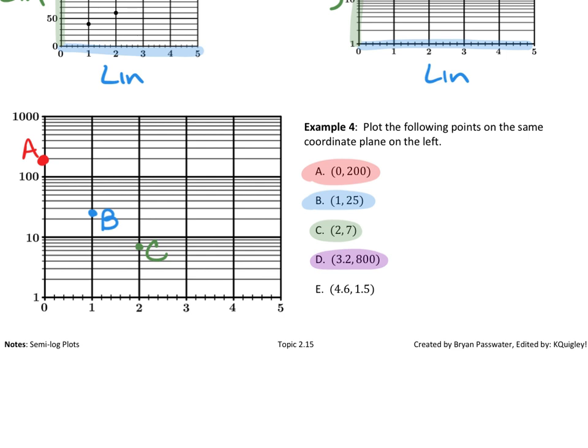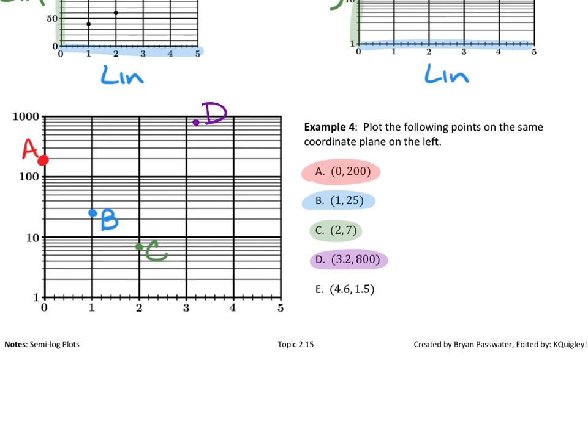3.2, 800. Well, if I look at my x-axis, I have 5 tick marks between 3 and 4, which means every tick mark is 0.2. So I'm going from this x value of 3.2 up to 800. So that's going to be 100, 200, 300, 400, 500, 600, 700, 800 up in there. It's, again, really small, but you can get it.